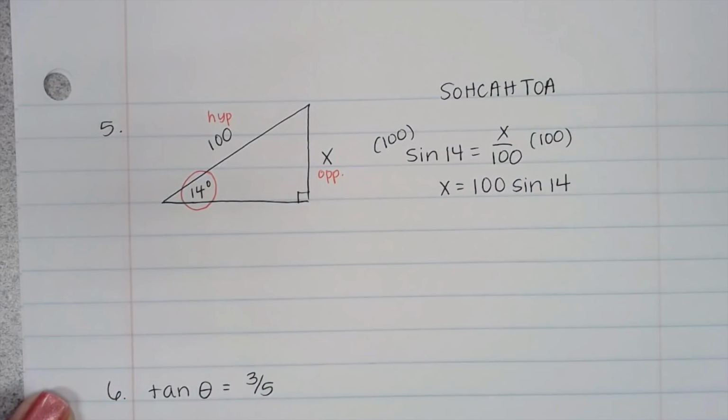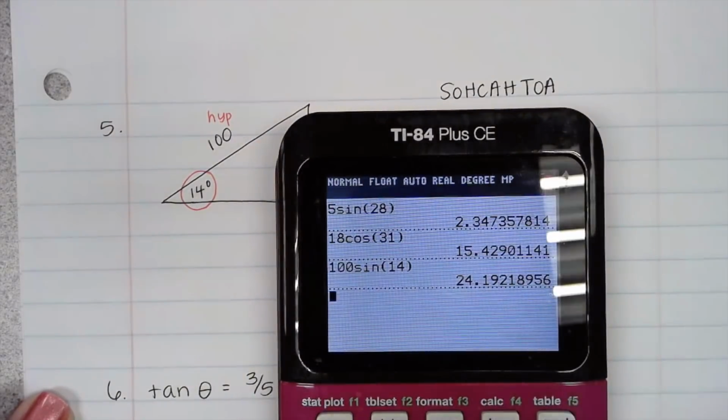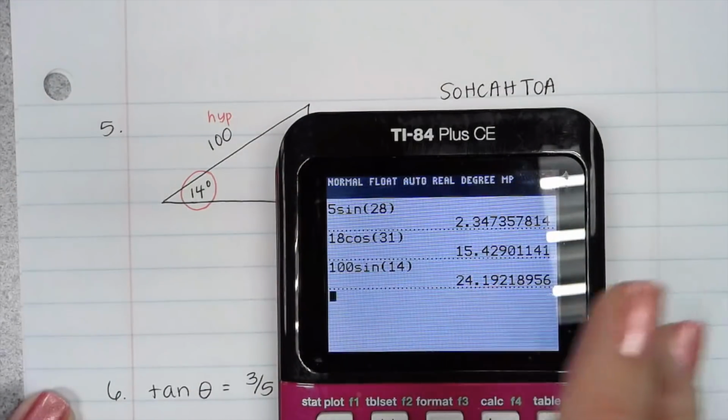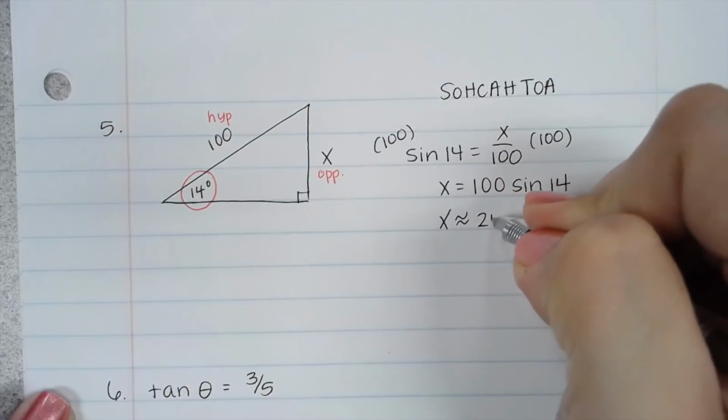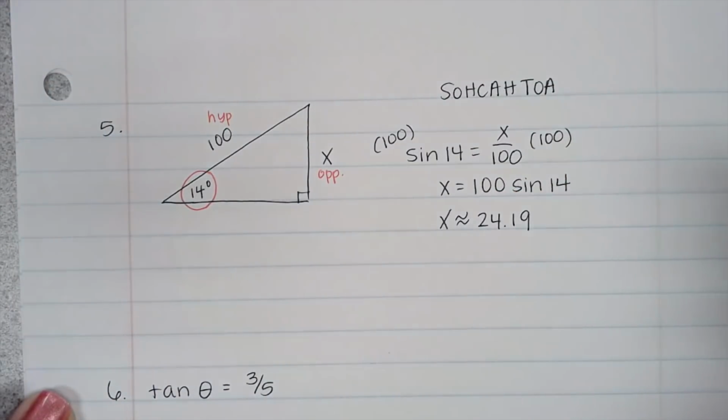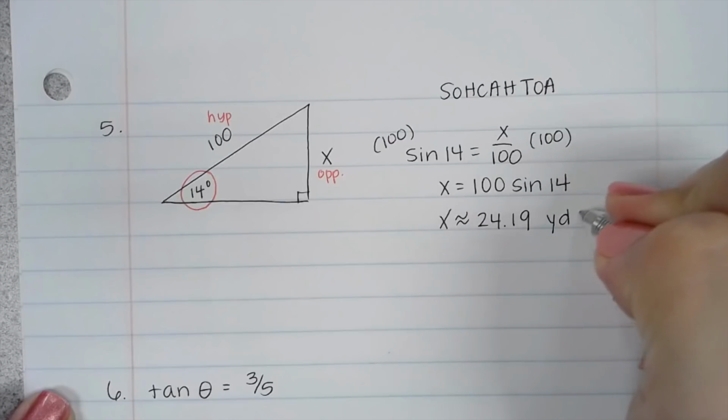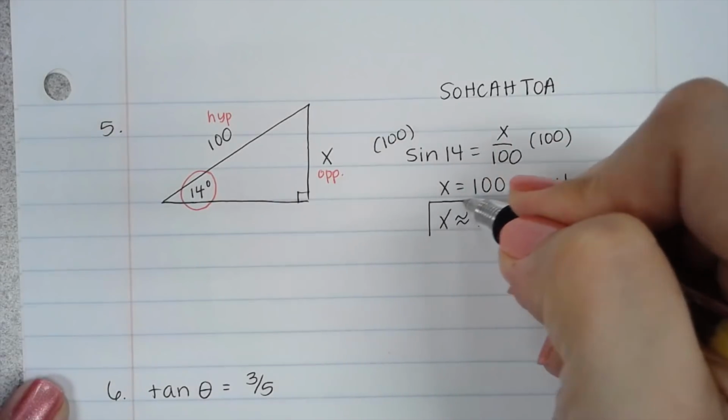Remember, you're still working in degrees, so you'll go ahead and type that into your calculator. The directions for this question want us to round it to 2 decimal places. And so typing that into the calculator yields this, rounding it to 2 decimal places, so 24.19. It's an approximation. And then the measurements are being measured in yards, so I'll put my answer in yards.